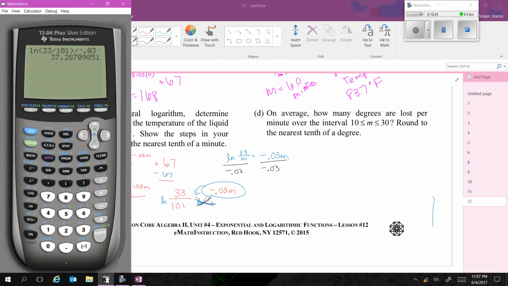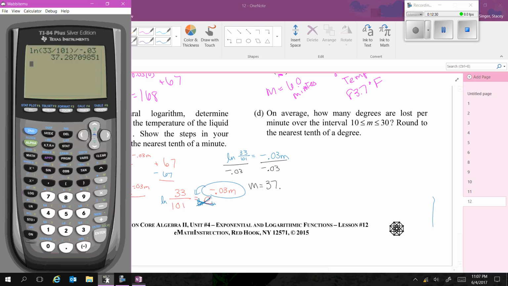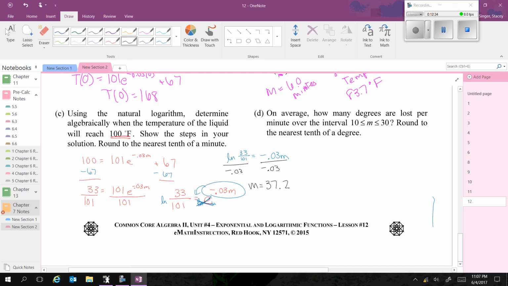37.28. If I round it correctly, it'd be 37.29, which ends up being approximately 37 minutes.